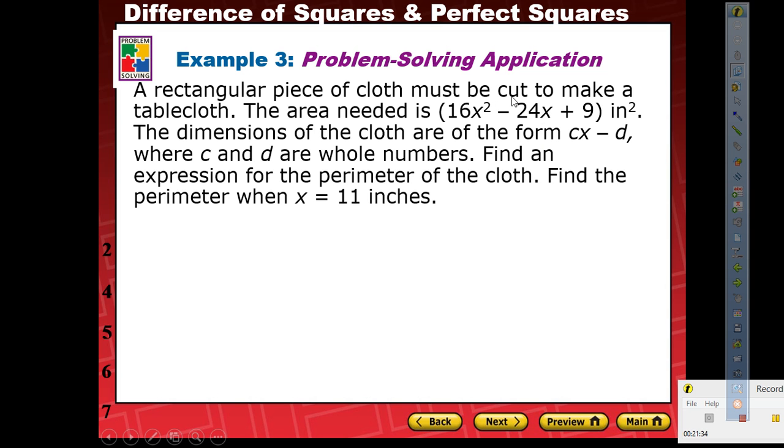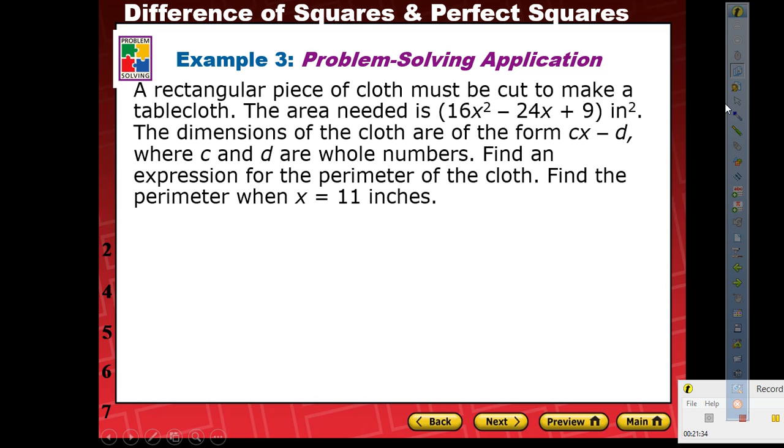How can we check? By doing the pattern, right? Do the pattern and see if this is a perfect square. If so, find me the factors. I'll continue reading as you're working. The dimensions of the cloth are in the form cx minus d, where c and d are whole numbers. Find an expression for the perimeter of the cloth, and find the perimeter when x equals 11 inches.